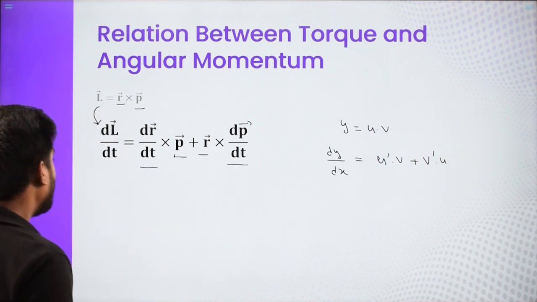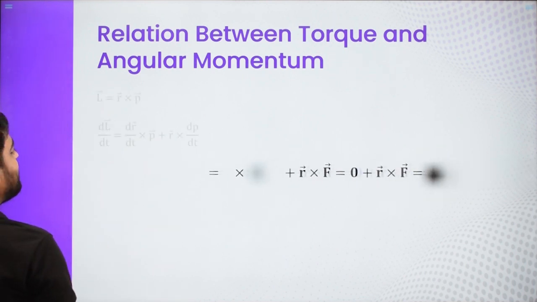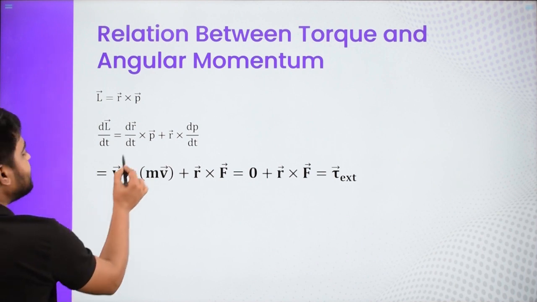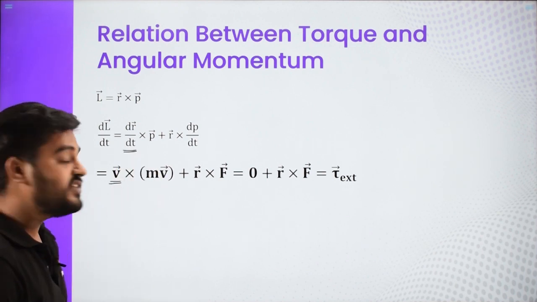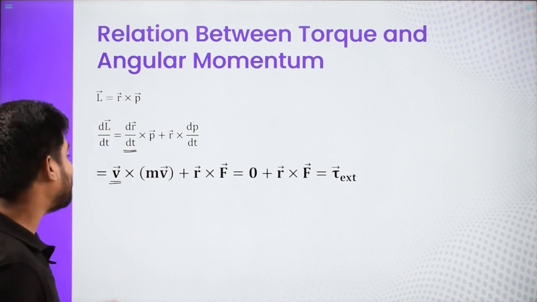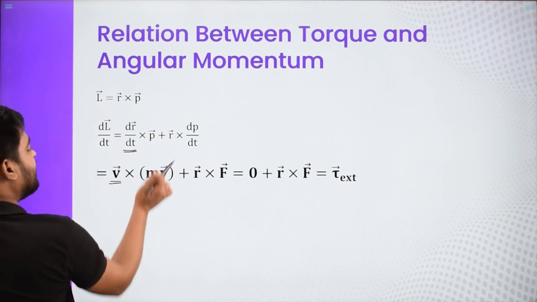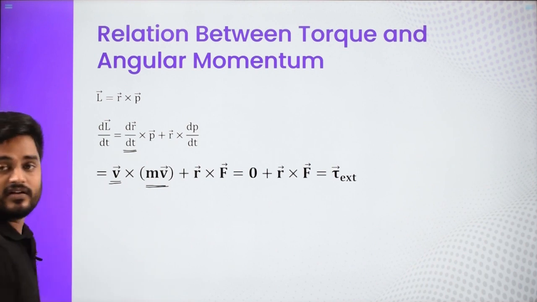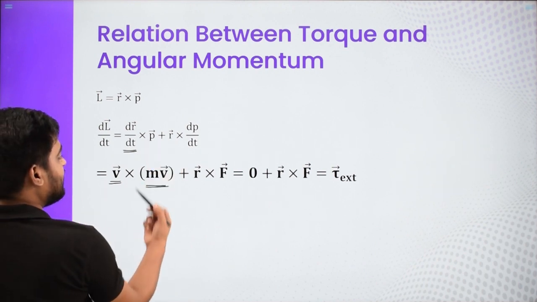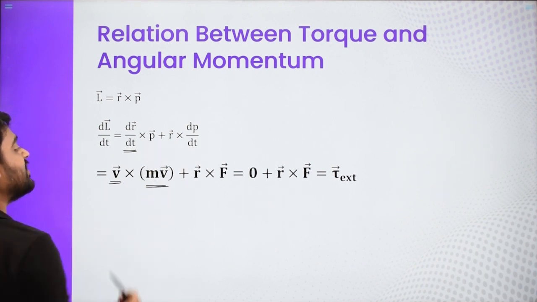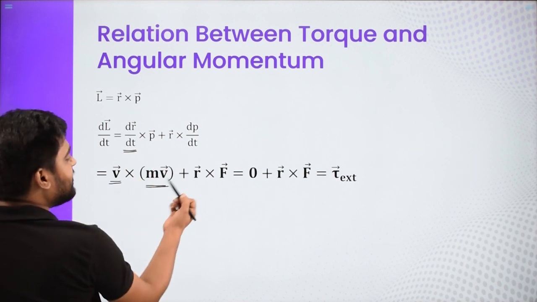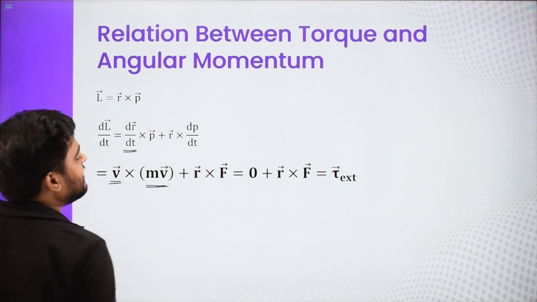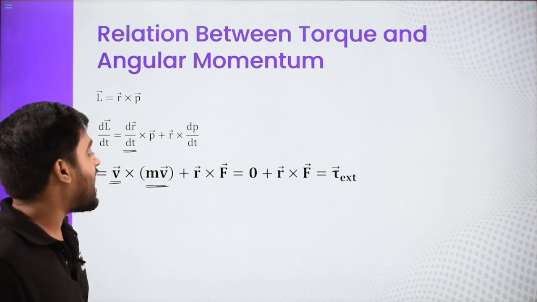Now next, what is dL by dt? Here this dr by dt is nothing but my velocity vector, right? The change in position vector with respect to time is the velocity vector, and the p vector is nothing but mv vector. We already know the linear momentum is the product of mass and velocity. Then plus r cross dp by dt, and dp by dt is nothing but my force vector, so r cross F.